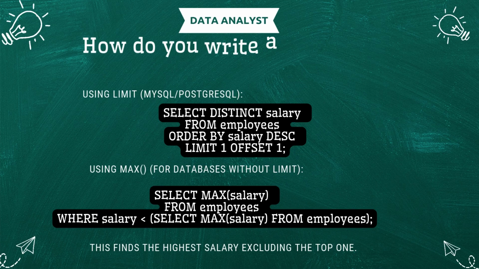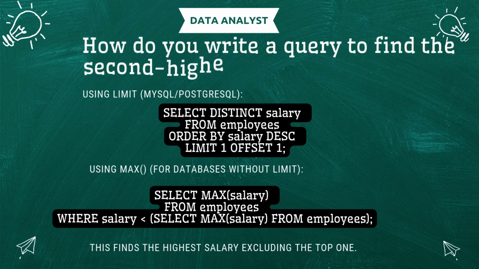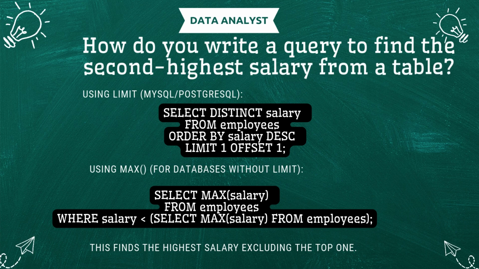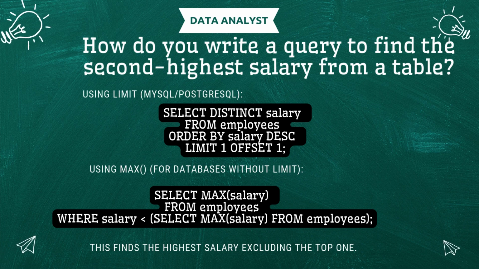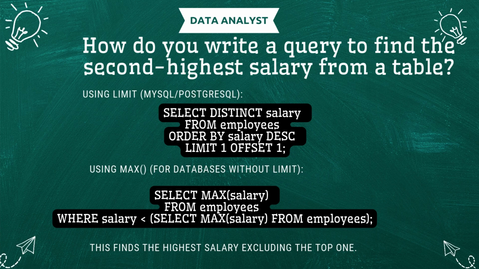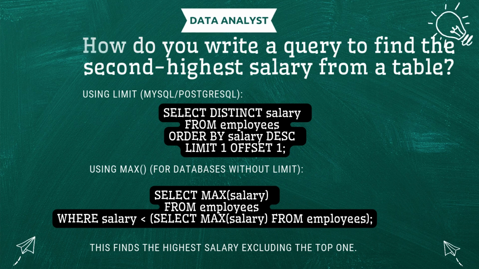How do you write a query to find the second highest salary from a table? Using LIMIT, for MySQL/PostgreSQL. Example: SELECT DISTINCT salary FROM employees ORDER BY salary DESC LIMIT 1 OFFSET 1. Using MAX, for databases without LIMIT. Example: SELECT MAX(salary) FROM employees WHERE salary < (SELECT MAX(salary) FROM employees). This finds the highest salary excluding the top one.